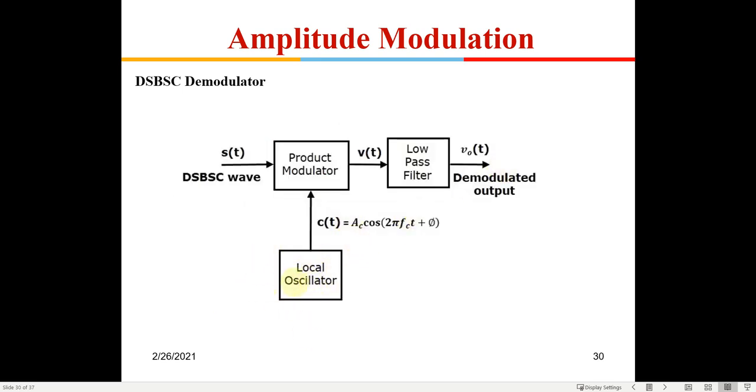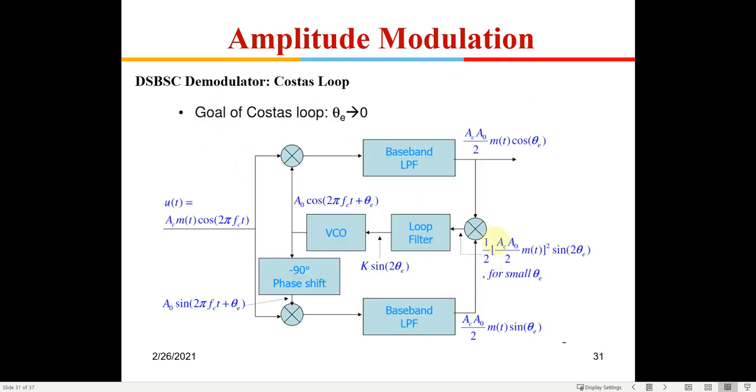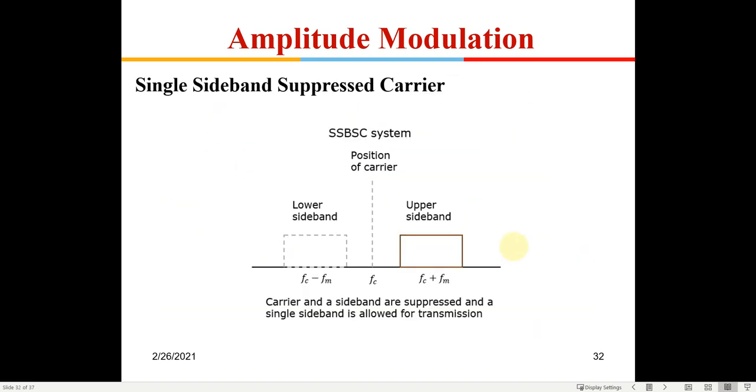So this entire local oscillator block is shown here. If you have this FC perfectly matching with the FC which is here, without this error, then the modulating signal will be without any noise. Okay, so this is a kind of double sideband demodulator.